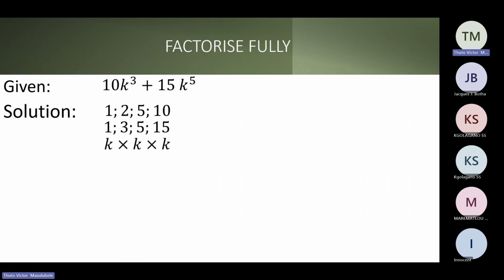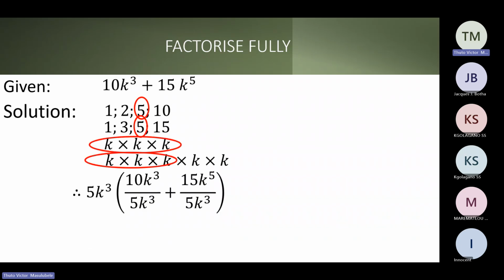We then list down the factors of k cubed, and k cubed can be written as k multiplied by k multiplied by k. And k to the fifth power can be written as k times k times k times k times k. It's basically k multiplied by itself 5 times. Now let us look for the highest common factor for 10 and 15, and we all know that it will be 5. And the highest common factor for k cubed and k to the fifth power will be k to the third power, or k cubed.